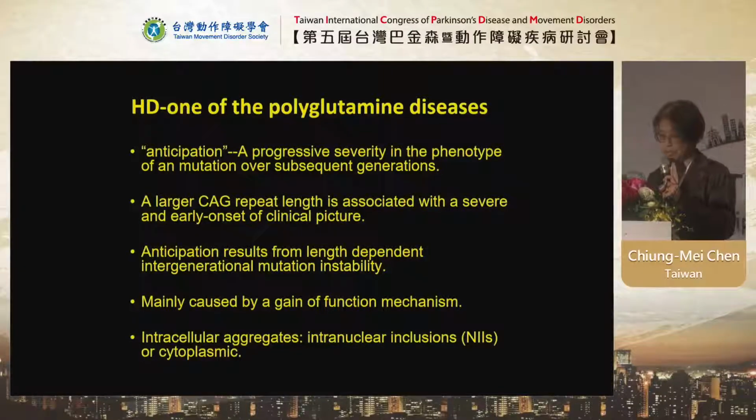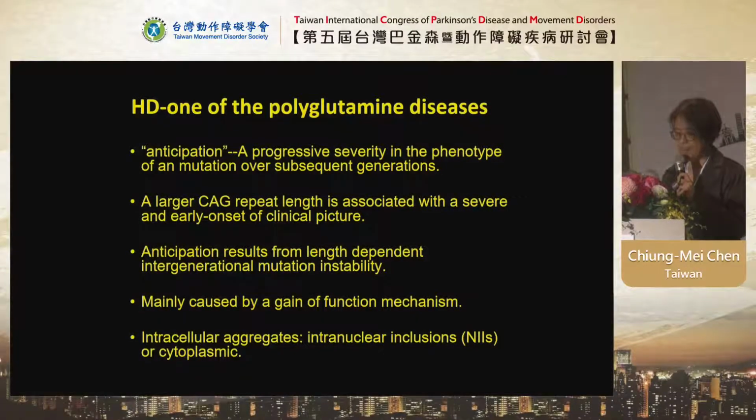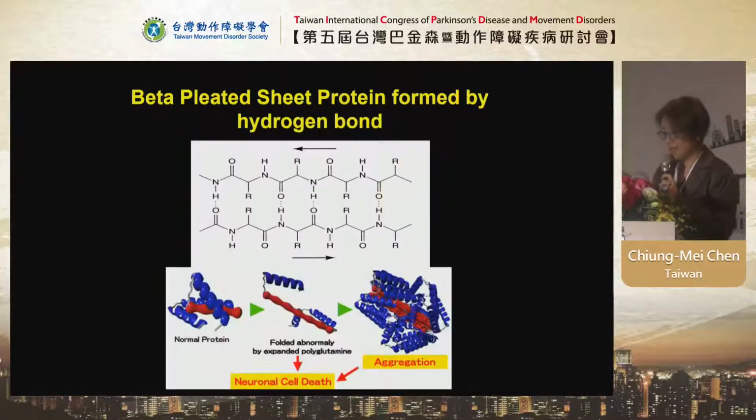Dependent on intergenerational mutation instability, and there are many caused by gain of toxic function. The pathological hallmark is intracellular aggregate. And we know mutant huntingtin tends to form beta-pleated sheet and form oligomers, fibrous aggregates. The aggregates are composed of N-terminal huntingtin, proteasome component, autophagal lysosome component, and some of them are transcription factors.